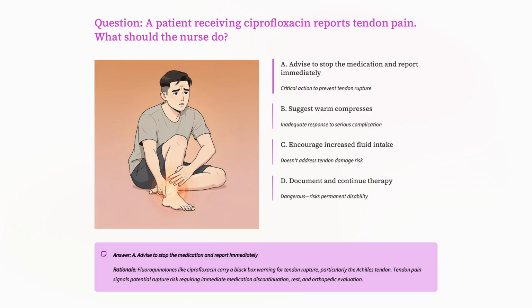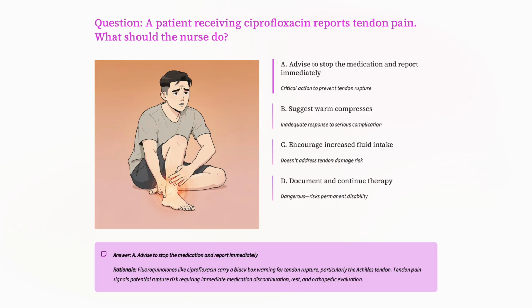We should encourage fluid intake. Well, the tendon pain is usually from tendon damage, so increasing fluids is not going to do anything. If it's a muscle cramp and they're dehydrated, sure. But we already know that Cipro can cause permanent tendon damage. So we're just going to document and continue, which means we're not going to do anything. Doing nothing is not a good option. So the answer is A.